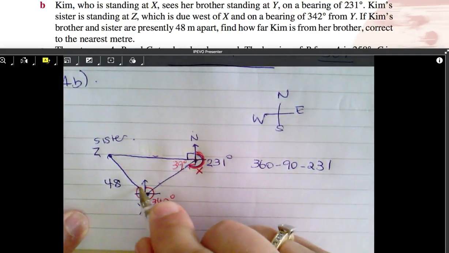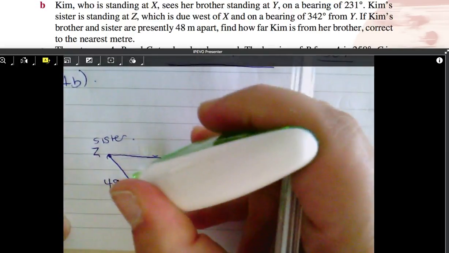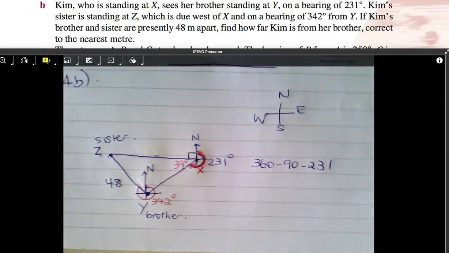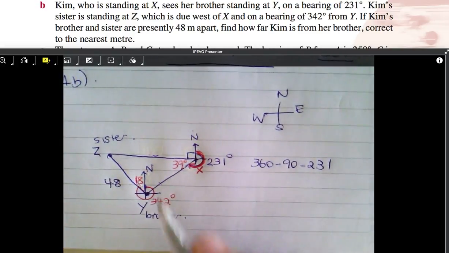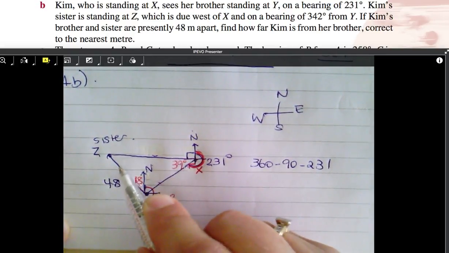See how this is 342? Tell me what that bit in there is. Good, that's just that bit in there. So I'm going to extend my north line up, and that little bit in there is 18. Do you know how to work out either this bit over here or this bit? Because you can.